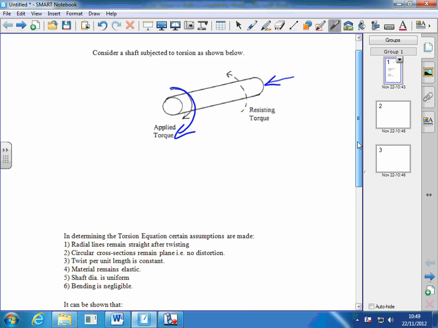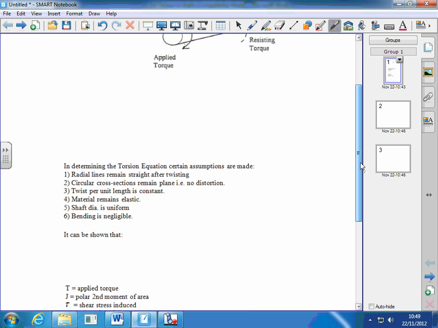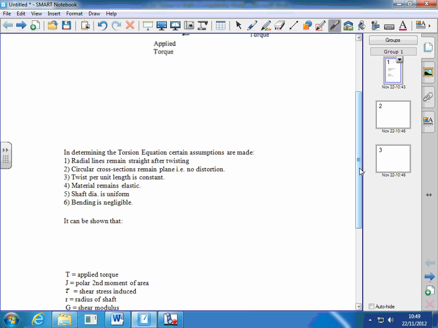on. And we've got a formula that we're going to use to describe this, which is almost exactly the same idea as the bending equation that we've already looked at. So what we were doing last week on the bending equation applies pretty well to this, just different formulae. In determining the torsion equation, certain assumptions are made.